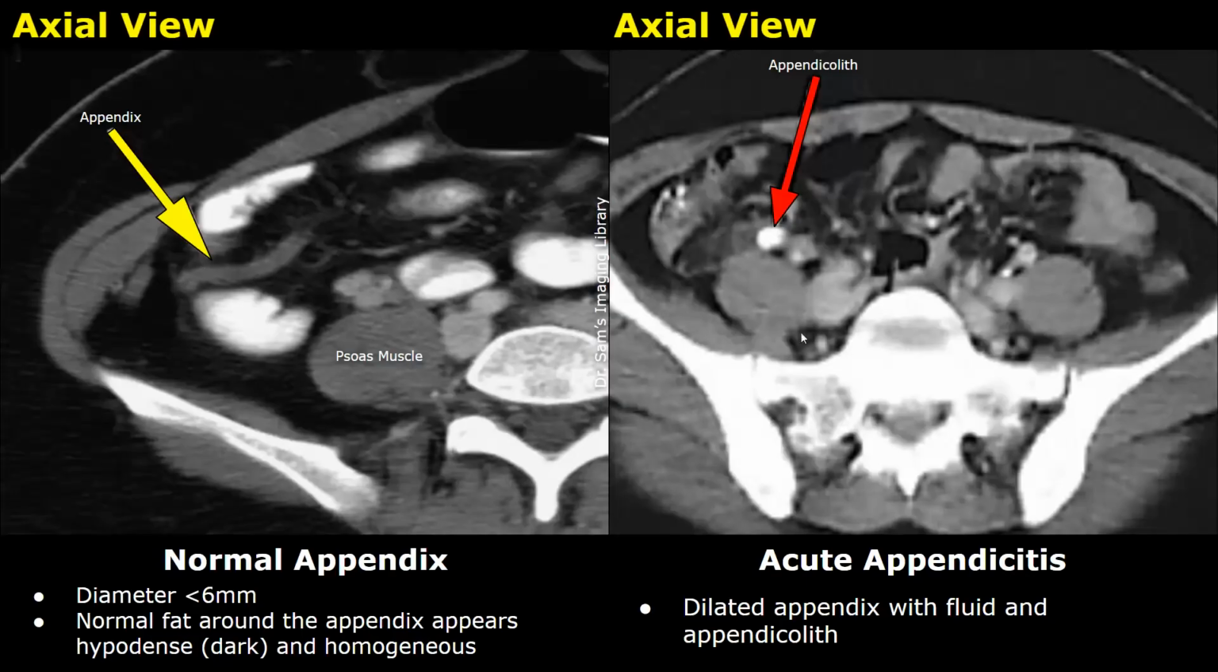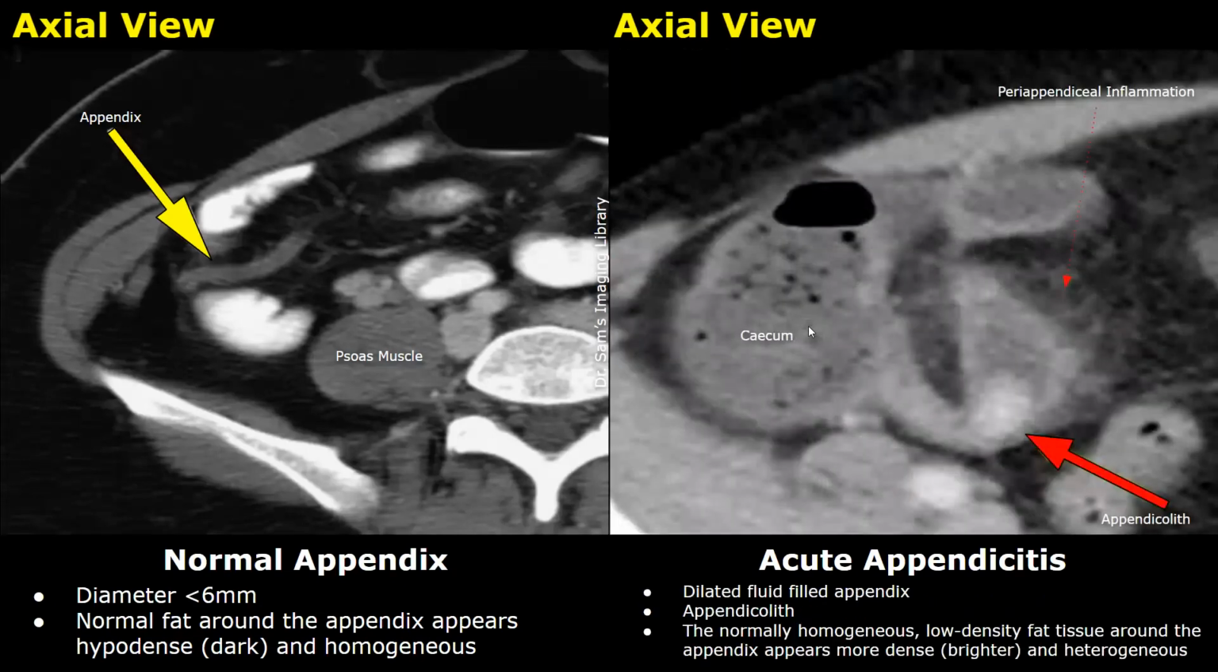And in this image, an appendicolith is seen within an inflamed appendix. Here is another case of acute appendicitis showing an enlarged appendix with an appendicolith over here. Periappendiceal inflammation can be clearly seen surrounding the appendix.